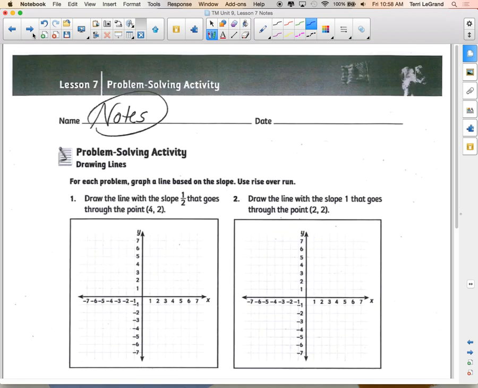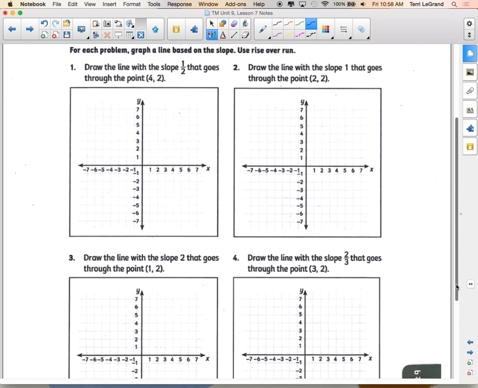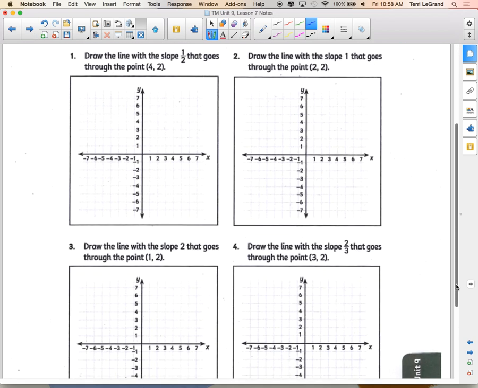Okay, let's go to the next one. It says we're supposed to draw lines using the slope and a point. Oh, okay. Well, what would be the smart thing to do? Start with a point, right? Okay, go put that point on your graph. So go plot the ordered pair (4, 2), first of all.